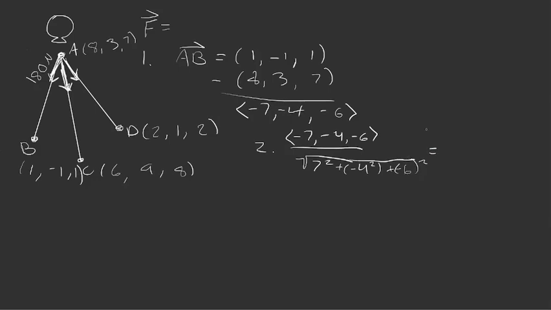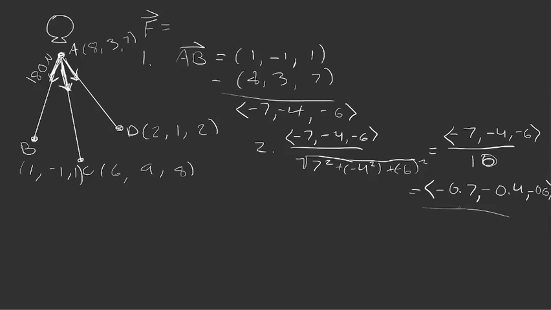And let me just go ahead and do that on my calculator so you don't have to watch me write it all out. 49 plus 16 plus 36 under square root. Let's just say that's 10. It's going to make it a lot simpler. And all these divided by 10, well, I guess I could just move the decimal over. And there's the unit vector.